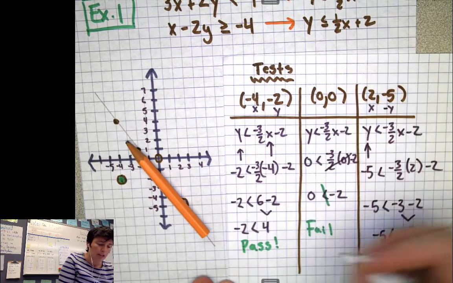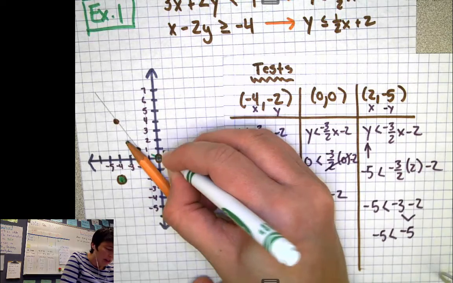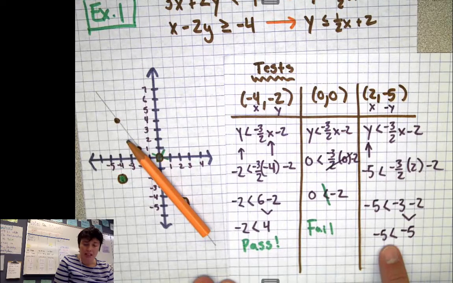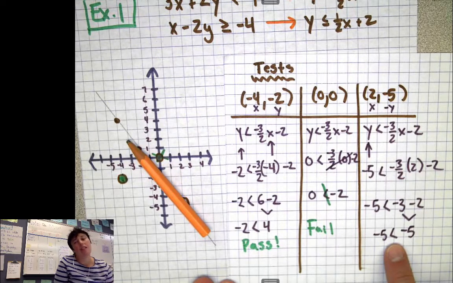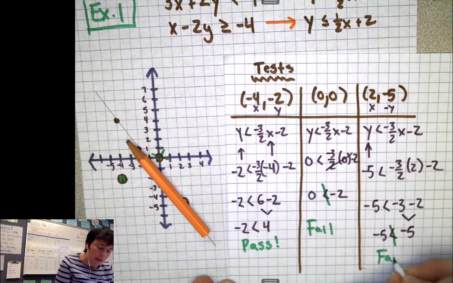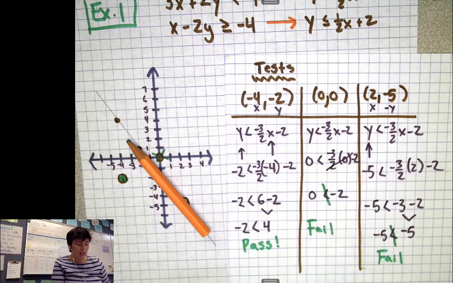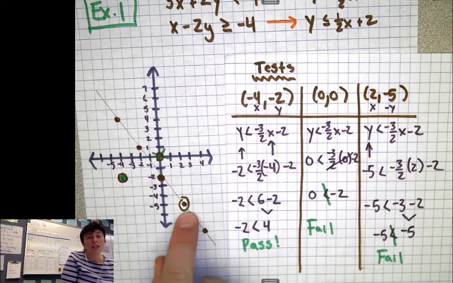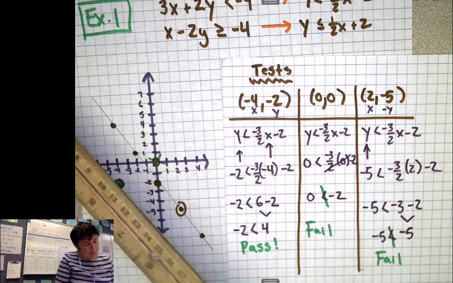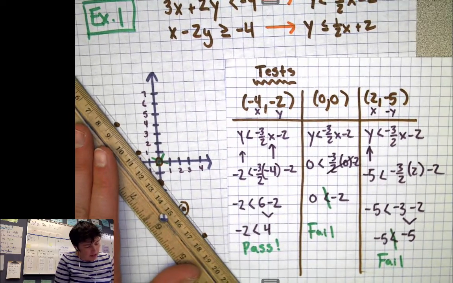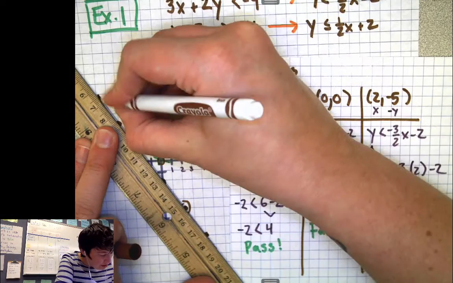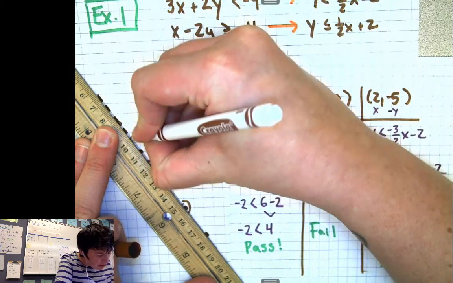So my lovely point at 0, 0 that I like so much failed. And then we know 2 and negative 5, when we tested it, negative 5 is not less than negative 5, it's equal to negative 5. And we don't have that equal sign, so another fail. So that tells us that our line, since our line just failed, we know it's dotted. So why don't we get in there with a ruler now and actually make this look dotted and a little more distinct. So I'm going to go in there with my ruler and actually draw my dotted line now with a marker.